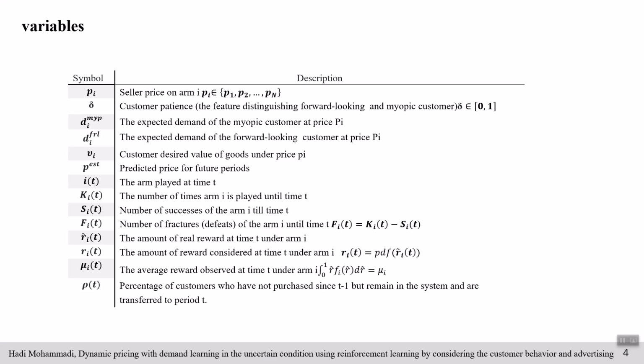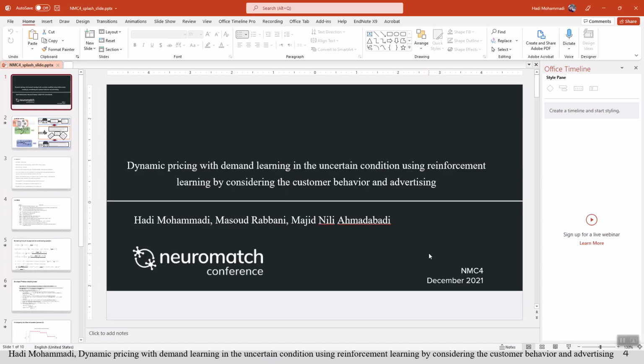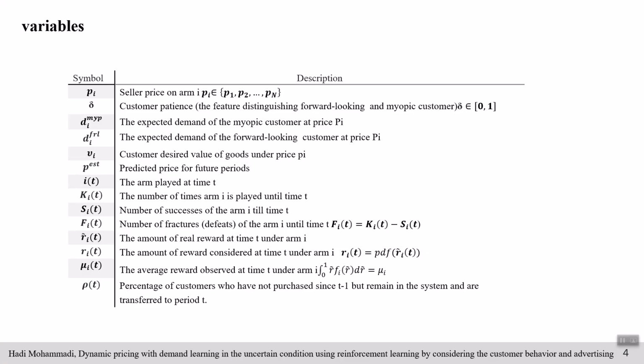We have some variables. p_i is the seller's price on the arm i. Delta is the customer patience, which is the term that divides the customers into myopic and forward-looking, and it is between 0 and 1. We have a demand for myopic and forward-looking customers.